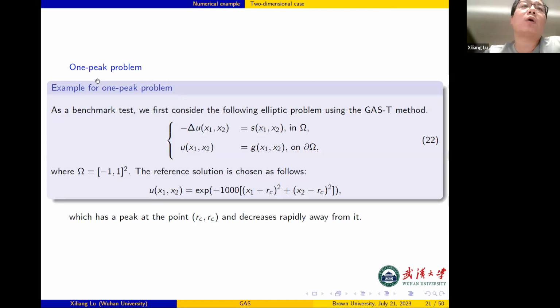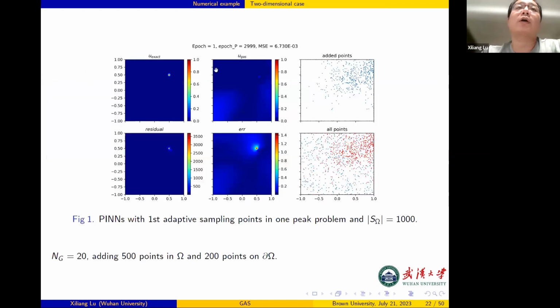We start from this one-peak problem. This is a benchmark test problem with a one-point singularity. This is the exact solution, with the point singularity here. Now this is after one iteration of Gauss, which means we have 500 points with a uniform distribution, and every time we add 500 points. After one iteration, that will be the distribution, and the error is still large.